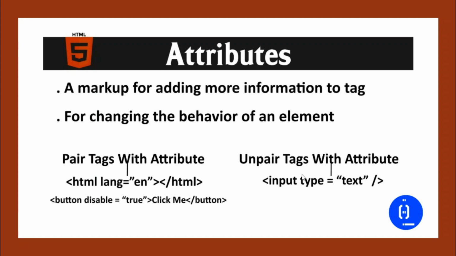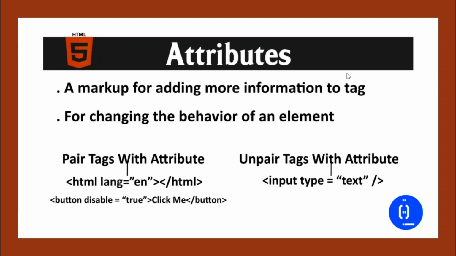While for the unpair tag, we have the input and we have the type attribute telling the browser what type of input this is. So when you use a sign up form, you put in your email, that's an input with type of email. Okay, so we have different types like number, text as you can see here, email, checkbox, radio button, and so on.